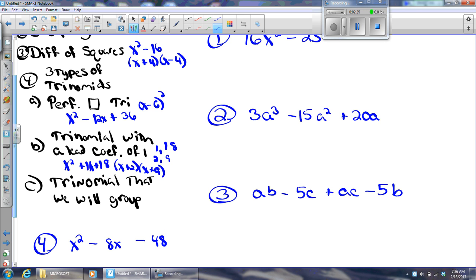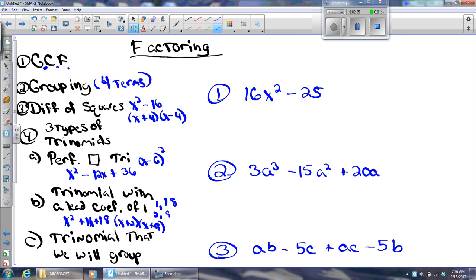And then finally, trinomials that we will group. That's one where the lead coefficient and the last coefficient, neither of them are 1. I'm not going to try to cram it in there. We're just going to do some examples. But those are our 6 types of factoring. So let's look at number 1.